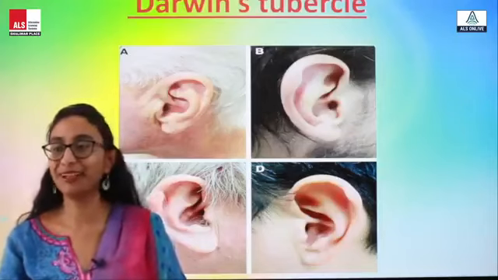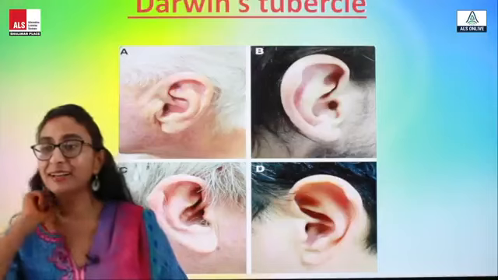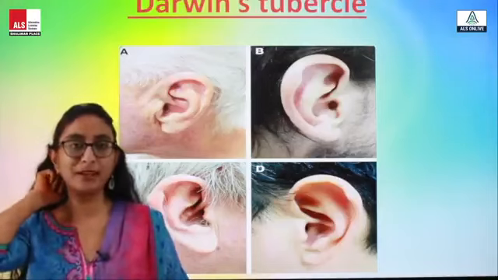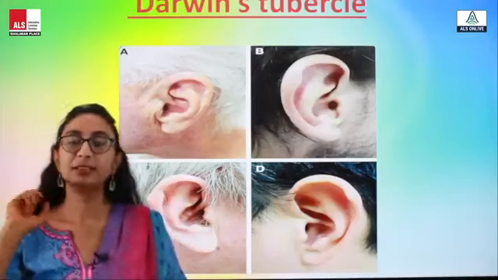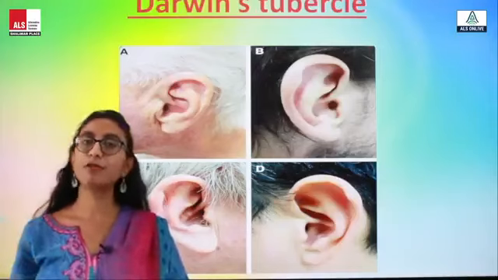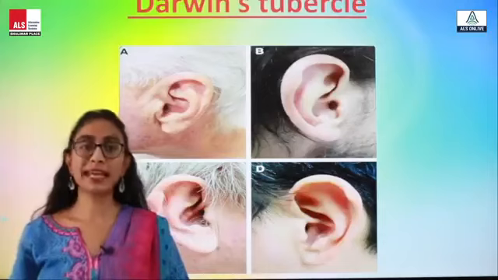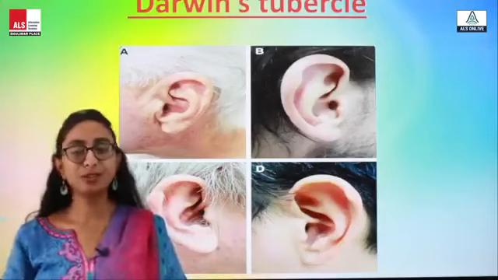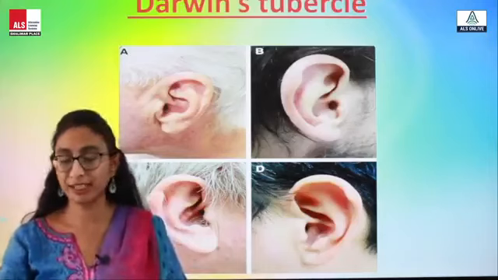I hope you all are following, isn't it? So a single gene is responsible for producing a trait or a character, that is called monogenic inheritance. So these are all the various examples for monogenic inheritance.